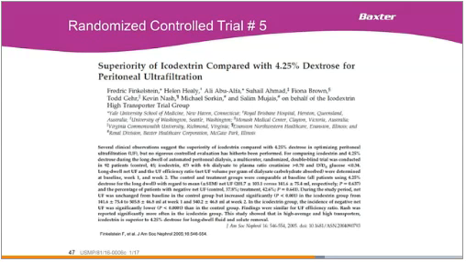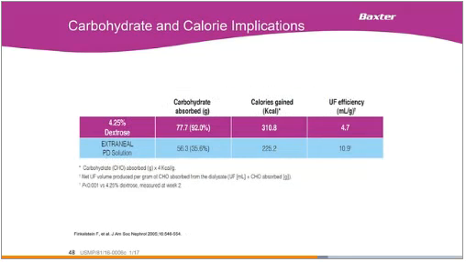Now, many of you in the audience may be familiar with this trial because this was a randomized controlled trial based in the United States, and this was a head-to-head comparison of 4.25%, our strongest dextrose solution, with Extraneal. The researchers looked at some of the metabolic issues aside from ultrafiltration and looked at carbohydrate absorption and calories that are absorbed. On the top row in purple, the 4.25%, you can see the carbohydrate absorption, the caloric absorption, and then a term called ultrafiltration efficiency.